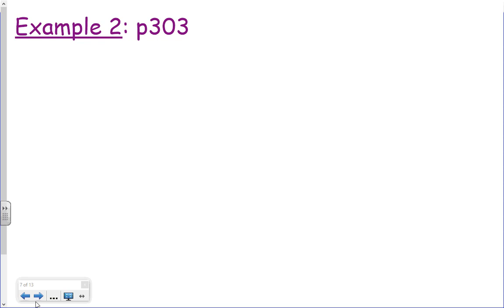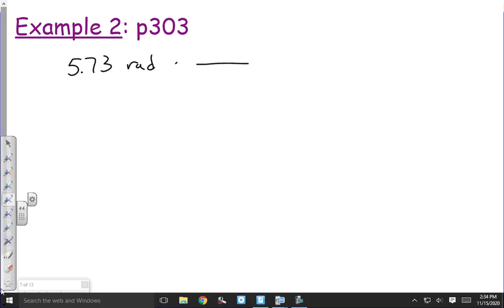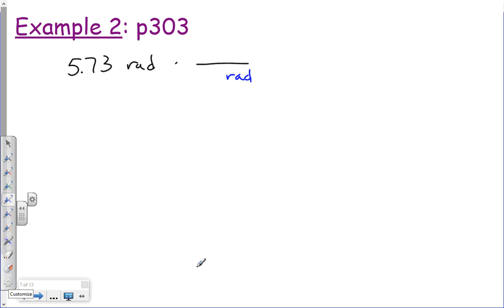Look at example 2. Example 2 now says convert 5.73 radians. That's not a very nice number, but that's what they want us to convert. So convert 5.73 radians into degrees. All right, 5.73 radians. I've got to multiply this by a clever form of 1. My clever form of 1 has to have radians in the denominator so that it will cancel out with the radians that they gave me.